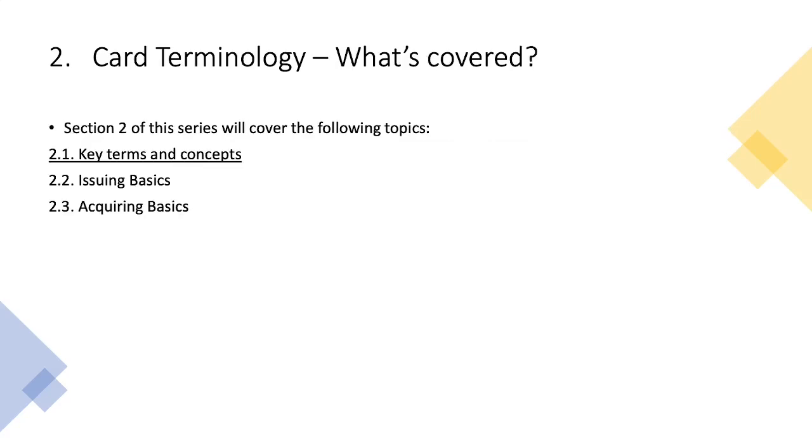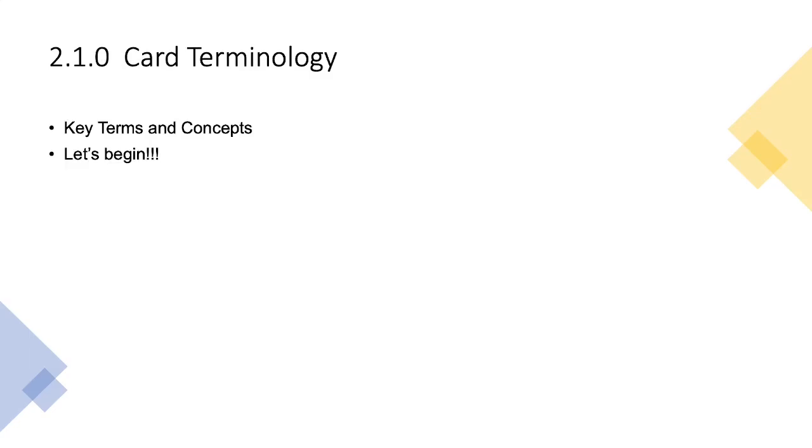So this section is logically split into three major components. The first component is key terms and concepts, and that's going to be the subject matter of this video that you're watching right now. The next video will cover issuing basics. And the third video under the section will cover acquiring basics. So, key terms and concepts. Let's begin.